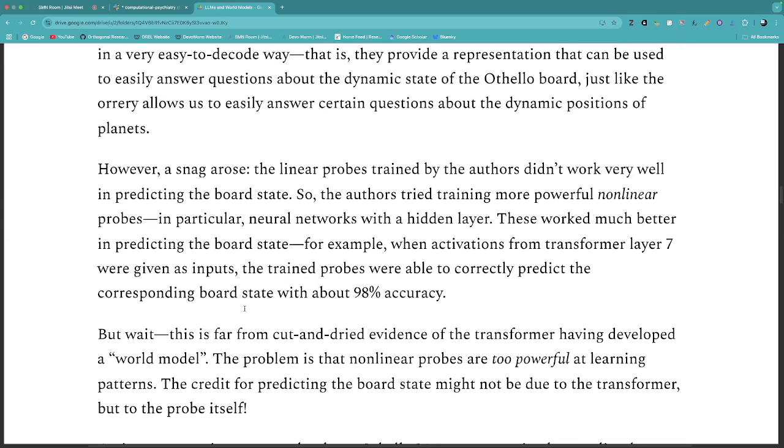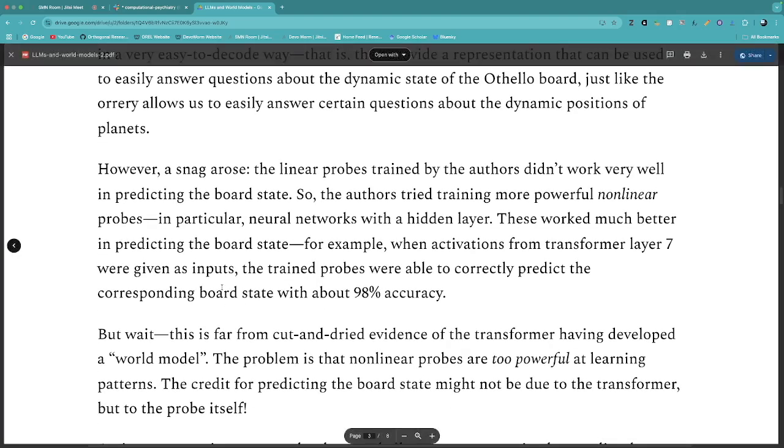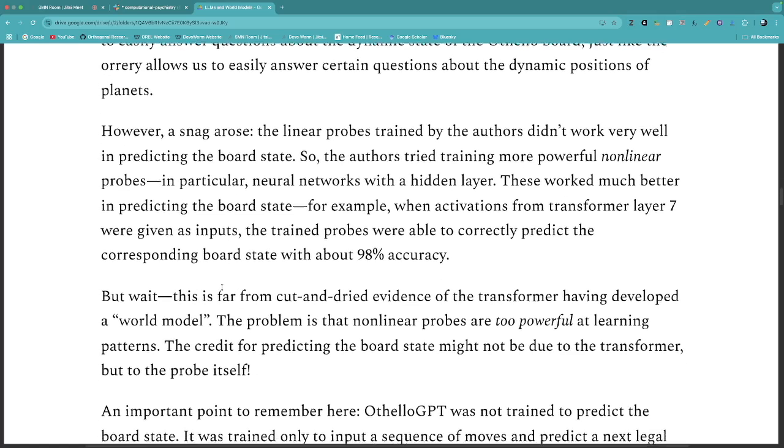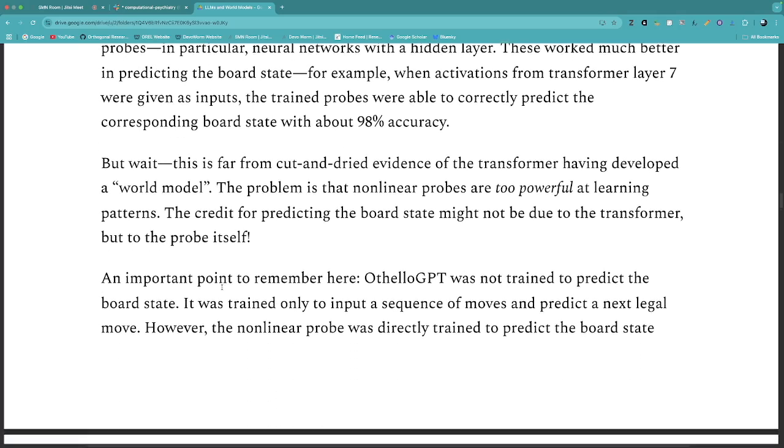So activations from transformer layer 7 were given as inputs. When that happened, the trained probes were actually able to correctly predict the corresponding board state with about 98% accuracy. So this isn't really evidence for the transformer developing a world model. The problem is that the nonlinear probes are too powerful at learning patterns. And so maybe it's just the probe that's doing the predicting rather than the transformer.